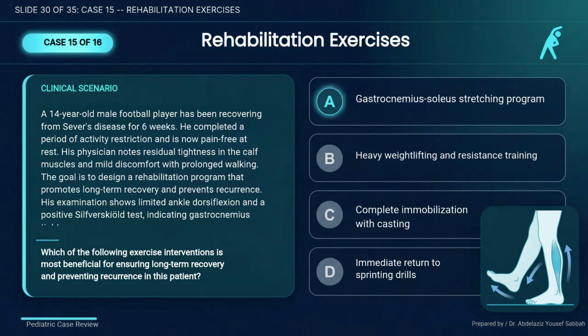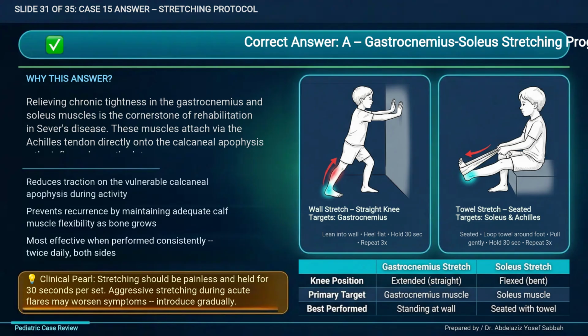Option A, gastrocnemius soleus stretching program. Option B, heavy weightlifting and resistance training. Option C, complete immobilization with casting. Option D, immediate return to sprinting drills. The correct answer is Option A, gastrocnemius soleus stretching program.